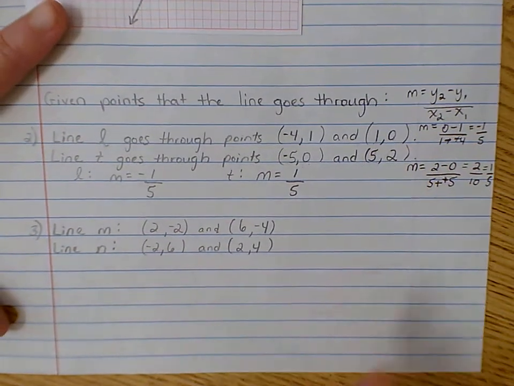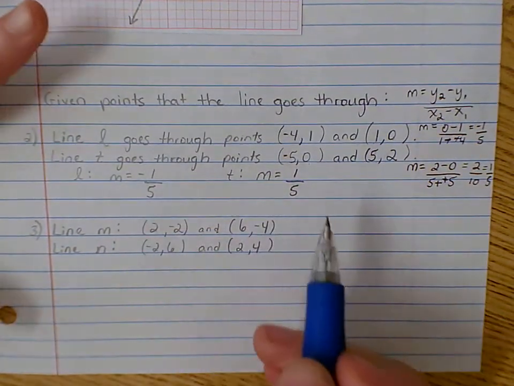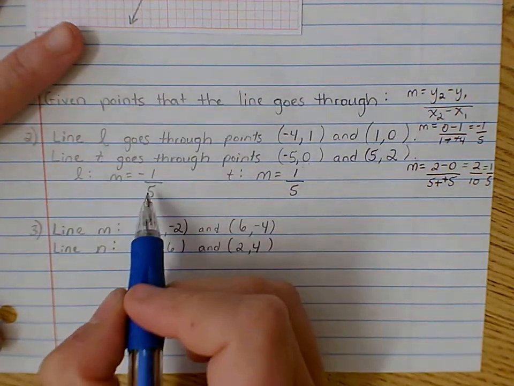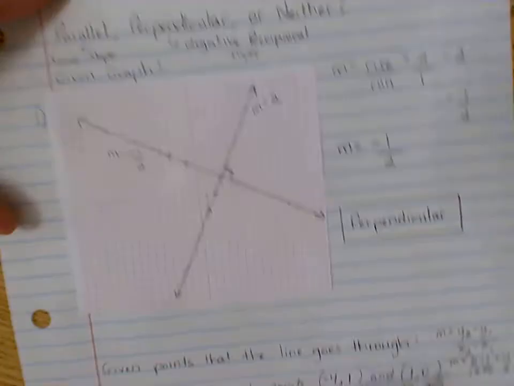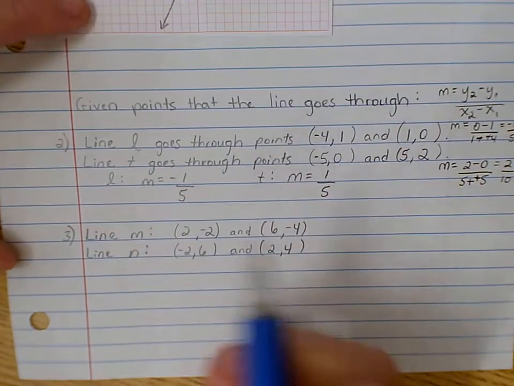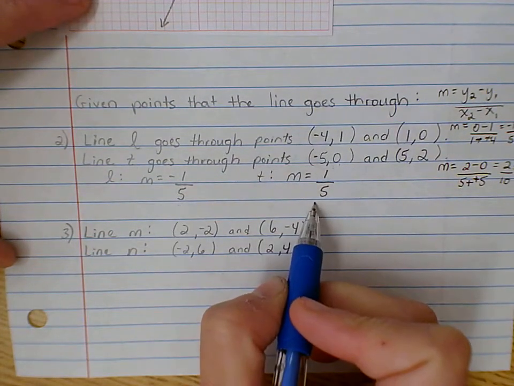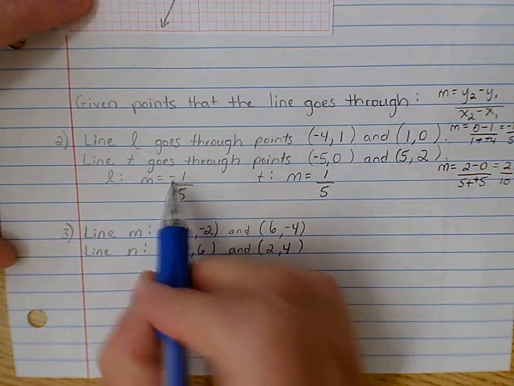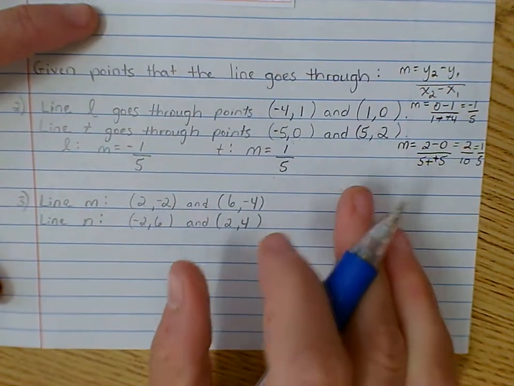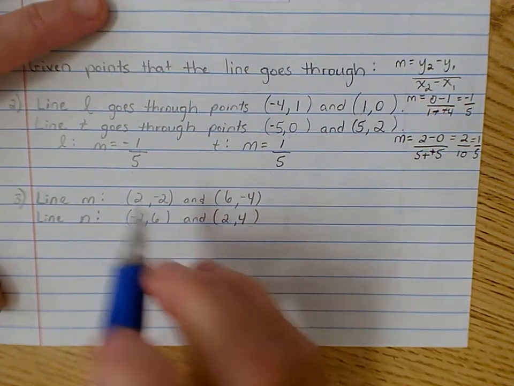So if I had to tell if these two lines are parallel, perpendicular, or neither, then I'm going to compare them. Parallel, remember, means that they have the same slope. So you're going to look, are those two numbers the same? And notice they're close, but this one has a negative and that one does not. So that means that they are not the same, so they're not parallel.